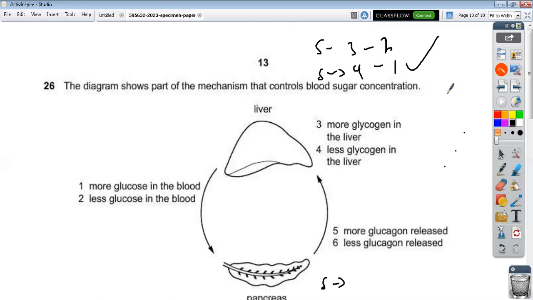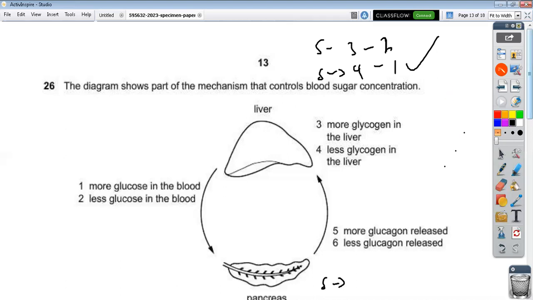Because remember, when you're exercising, what happens first is you use up more glucose. Then the glucose level in the blood decreases. When the glucose level decreases, the pancreas senses that and secretes glucagon. The glucagon is secreted into the blood and travels to the liver. When it travels to the liver, it converts the excess glycogen to glucose, so that it restores the sugar level.